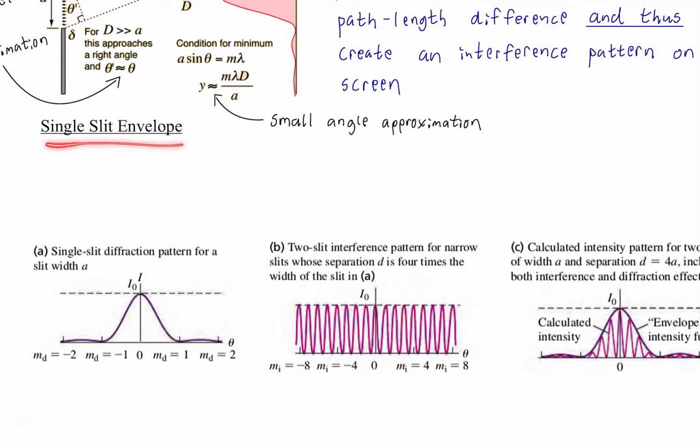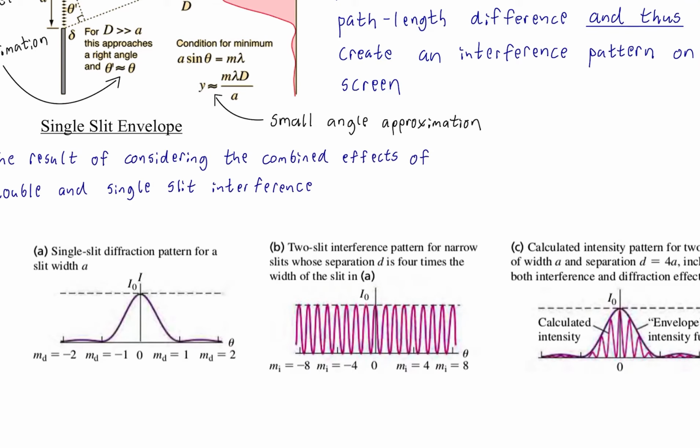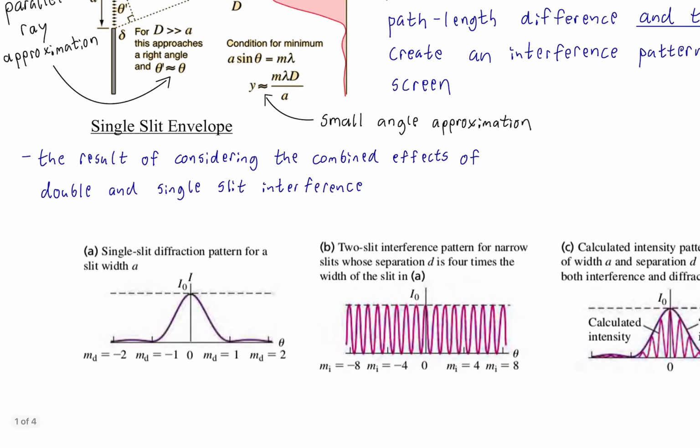What the heck do I mean by that? What's a single slit envelope? Well, an envelope is one function on top of another. That term comes up sometimes when we talk about an exponential envelope. But here, basically, we're putting one curve, one sort of sine function, on top of another. But why would we do that? Let me explain. Here's our first sentence. The single slit envelope is just the result of considering the combined effects of double and single slit interference.